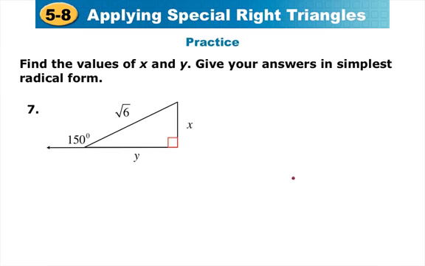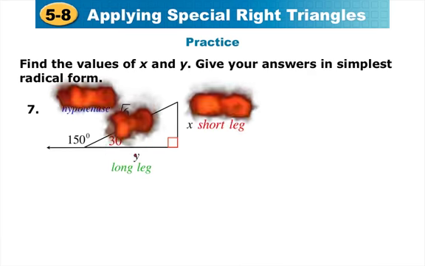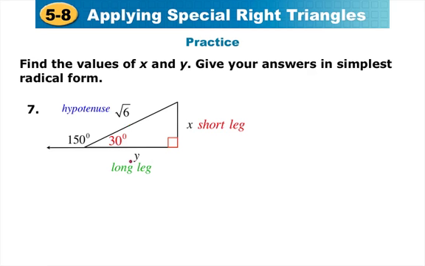Which is 7. It says find the values of x and y in simplest radical form, same directions. This looks a little bit different, but nothing you can't handle. Notice that this is 150 degrees, so you know that this is going to have to be 30 degrees, and you know that this is 60 degrees. But let's move on. So you have a 30-60-90 triangle. This is the hypotenuse, short leg, long leg.